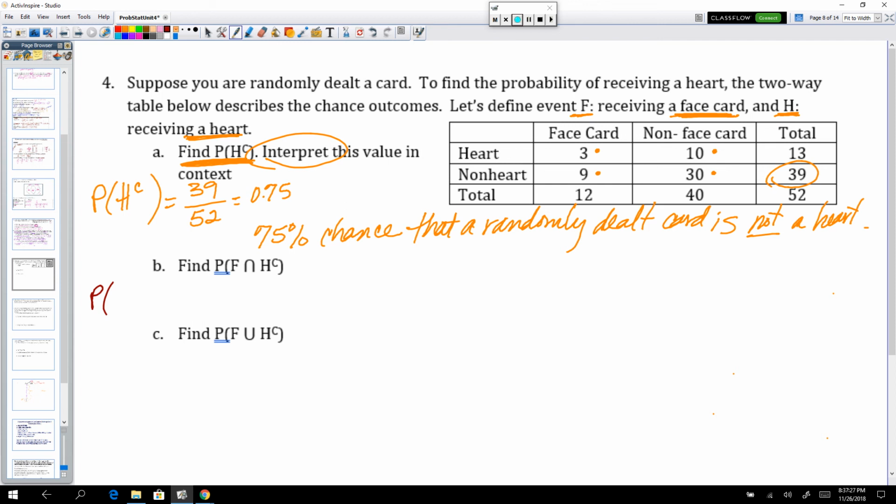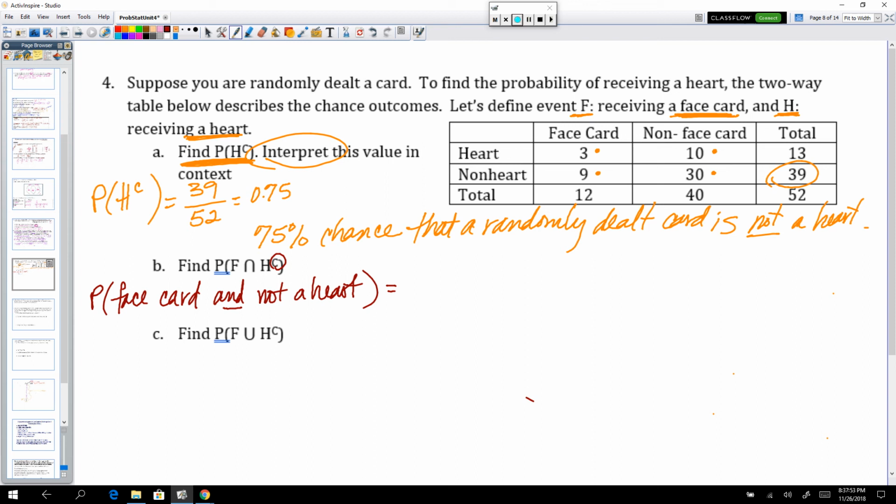Hopefully you wrote down and thought to yourself, I'm being asked, what's the probability of being dealt a face card, that's what F means, face card, and not a heart? Right? Don't forget this little C there. Not a heart. Okay? All right, well how would we do that?